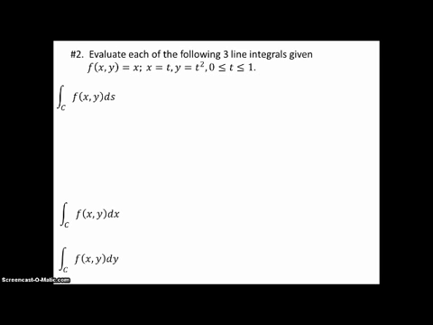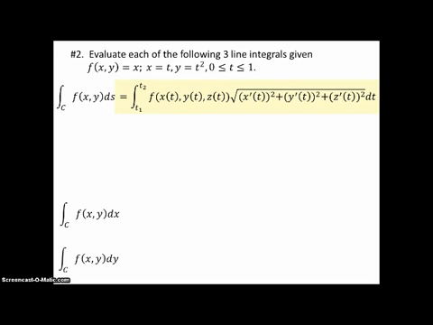So now we're going to do some problems. Number 2: evaluate each of the following 3 line integrals given this function and this parameterization of x and y. And here are the 3 line integrals they want. The first one is going to take more calculation. So here's the formula with respect to t, and we don't need the z components because this is just a 2D example. In our case, the function is x, and then the square root uses the derivatives. The derivative of x with respect to t is 1, and the derivative of y with respect to t is 2t. So those are the values we square.